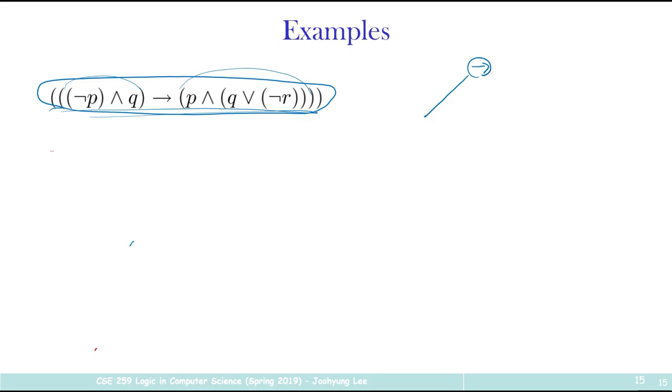The left child will represent the tree for this formula, and the right child will represent the tree for this formula. And this goes recursively, meaning that it will do the same thing over and over. If you look at this formula, the outermost connective is conjunction. The left node of that conjunction is this formula, and the right child is this one. And actually this one is negation.